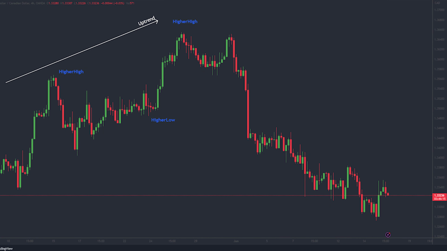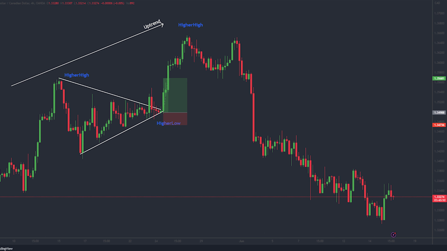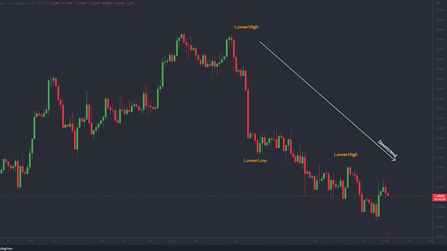An uptrend is characterized by a series of higher highs and higher lows. In other words, the price of a security is moving upward over time. This type of trend indicates that buyers are in control of the market and traders may look for buying opportunities to enter the market. A downtrend is characterized by a series of lower lows and lower highs.